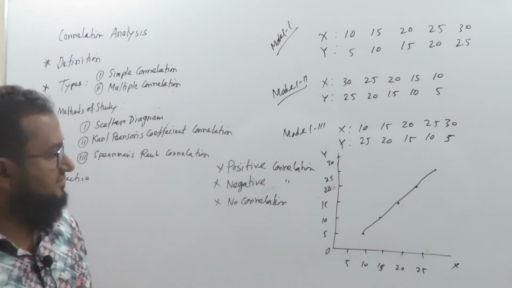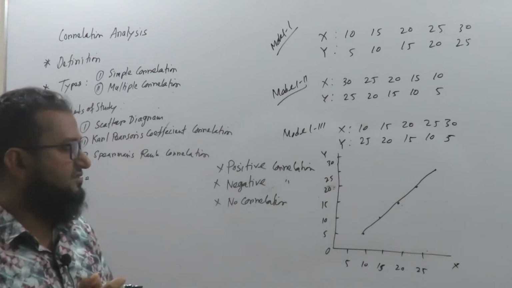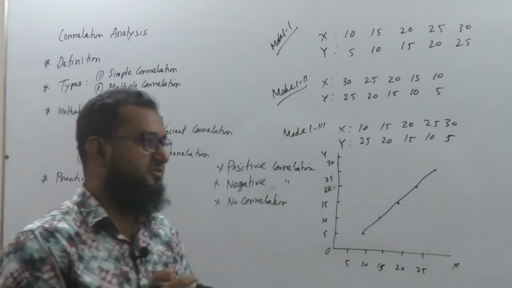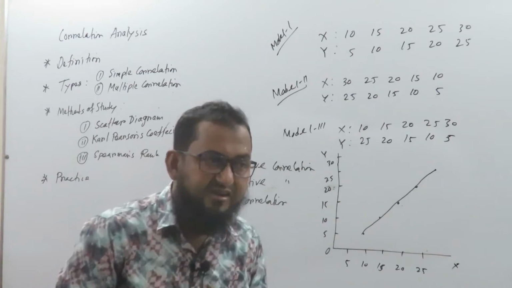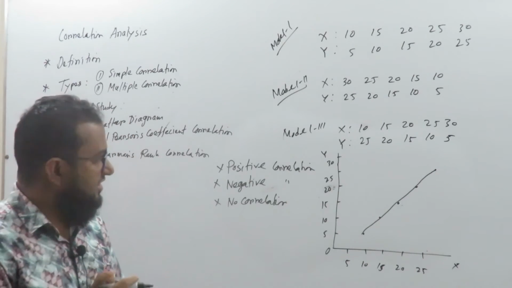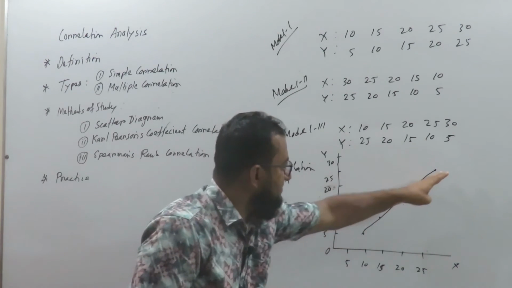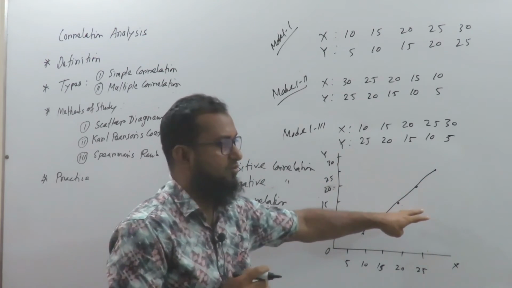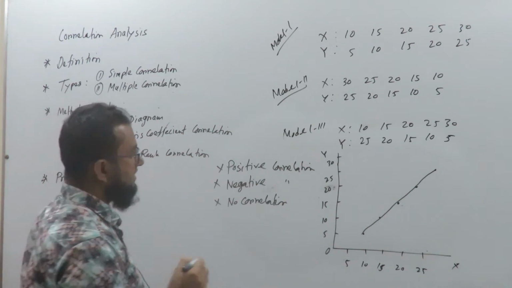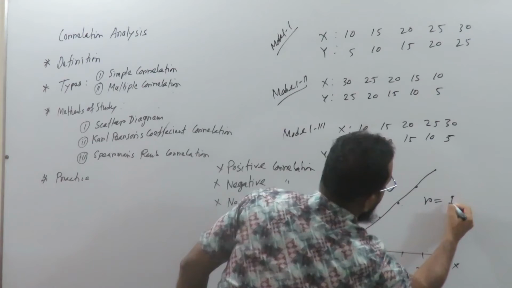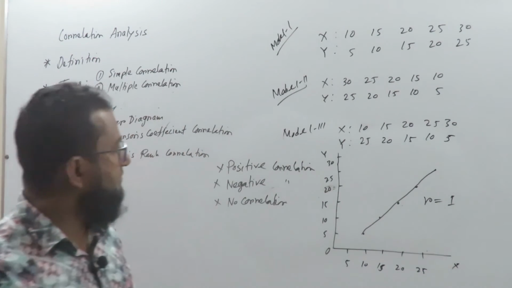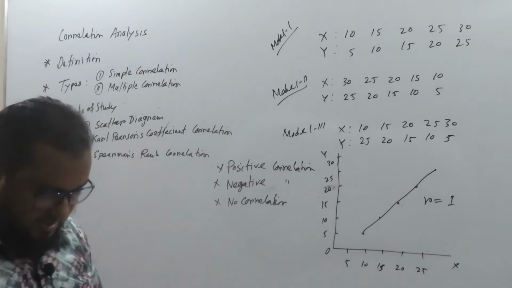Again, my dear students, positive means perfect positive, high degree of positive, moderate degree of positive, or simple positive. The question is, what is the relationship between x and y in this curve? This curve emphasizes r equal to 1. That is called perfect positive correlation between x and y.